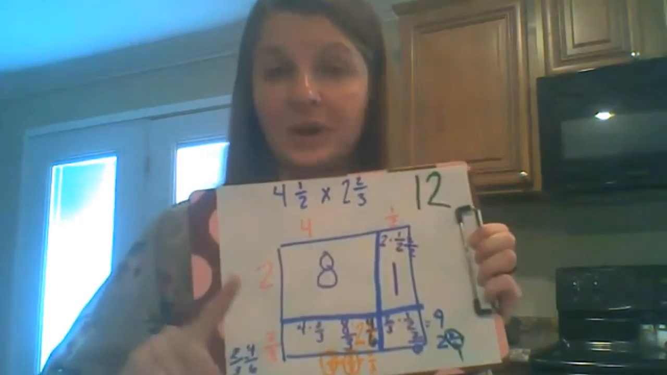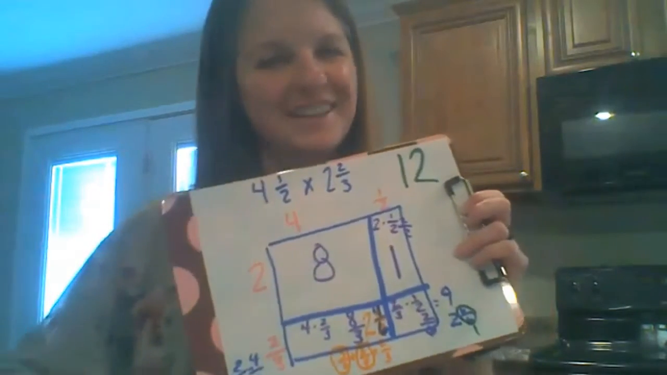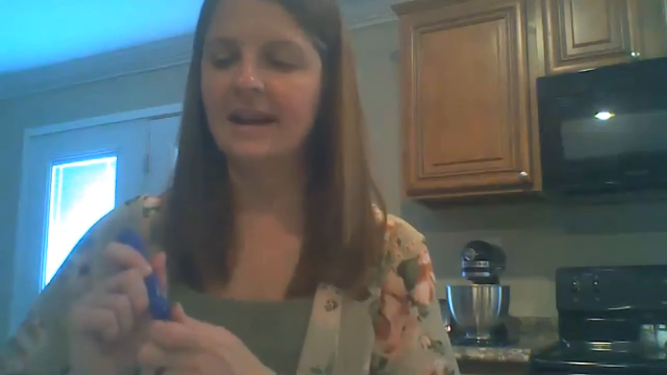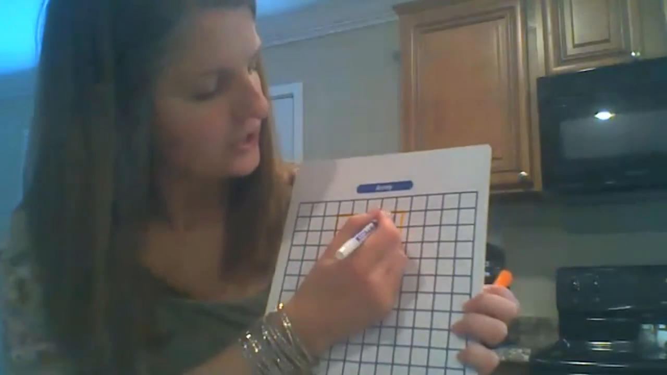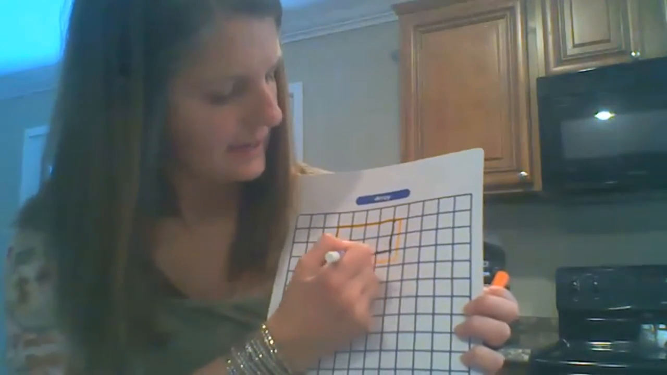Now, before I let you go, I want to double check this on my graph paper and make sure that what I have there matches my 12 whole squares that I have on my area model there. So when I draw this, I'm going to go over 4 1/2, and I'm going to go down 2 2/3, and I'm going to make my rectangle. I'm going to show it to you here in just a second. Okay. So if I look at this section here, I have 8 wholes, right?